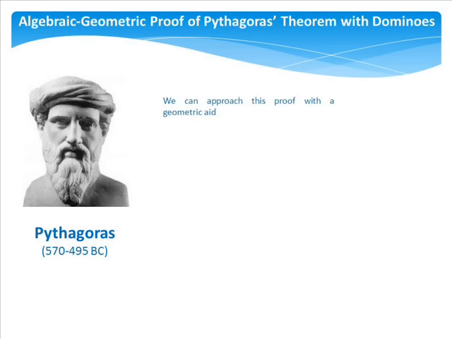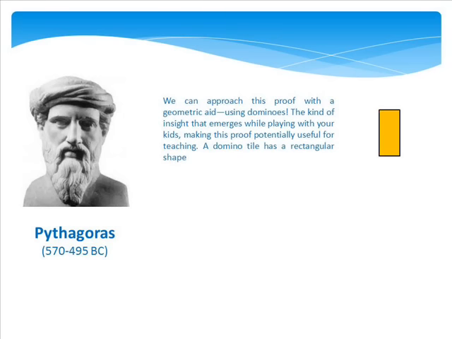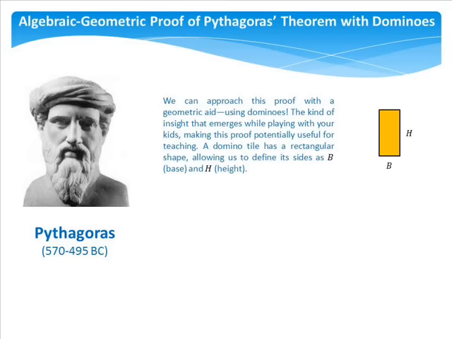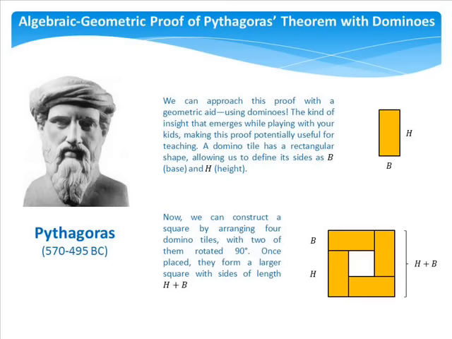We can approach this proof with a geometric aid, using dominoes, the kind of insight that emerges while playing with your kids, making this proof potentially useful for teaching. A domino tile has a rectangular shape, allowing us to define its size as b for the base and h for the height. Now, we can construct a square by arranging 4 domino tiles, with 2 of them rotated 90 degrees. Once placed, they form a larger square with sides of length h plus b, while also creating an inner square with sides of length h minus b.